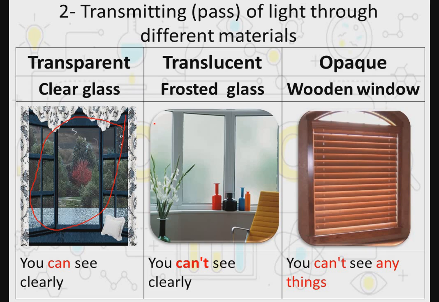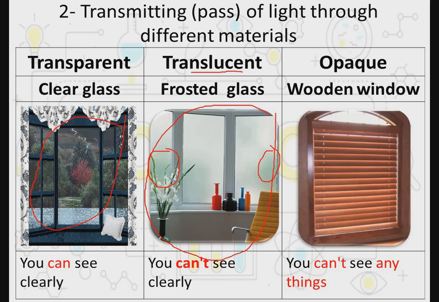The second window is made of unclear glass, which is called frosted glass. The frosted glass will make you see that there is something green outside the window, as we can see in the image, but you don't know what it is. You can't see clearly what is behind the window. This type is called semi-transparent or translucent materials.